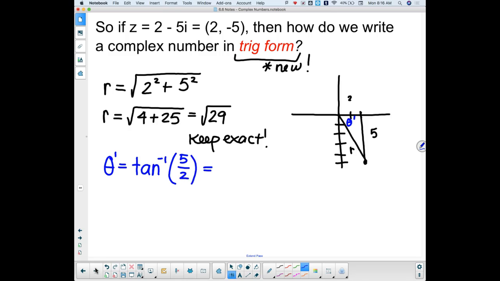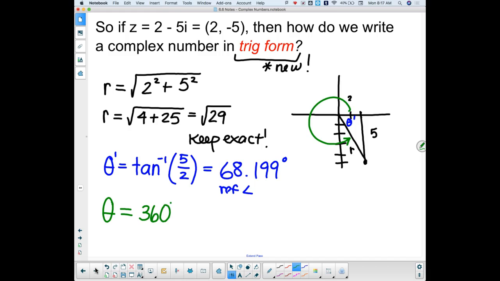So when I type that on my calculator, I get 68.199 degrees. But that is my reference angle because I'm in quadrant 4. Theta is going to be 360 degrees minus that reference angle.